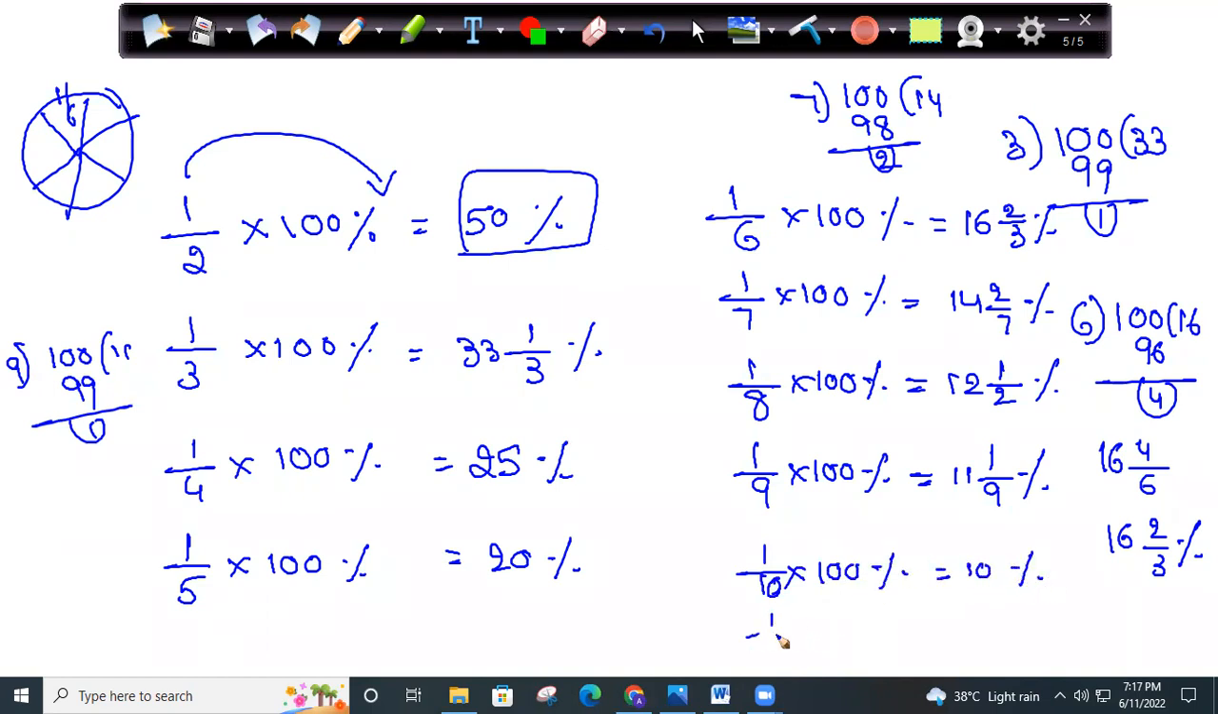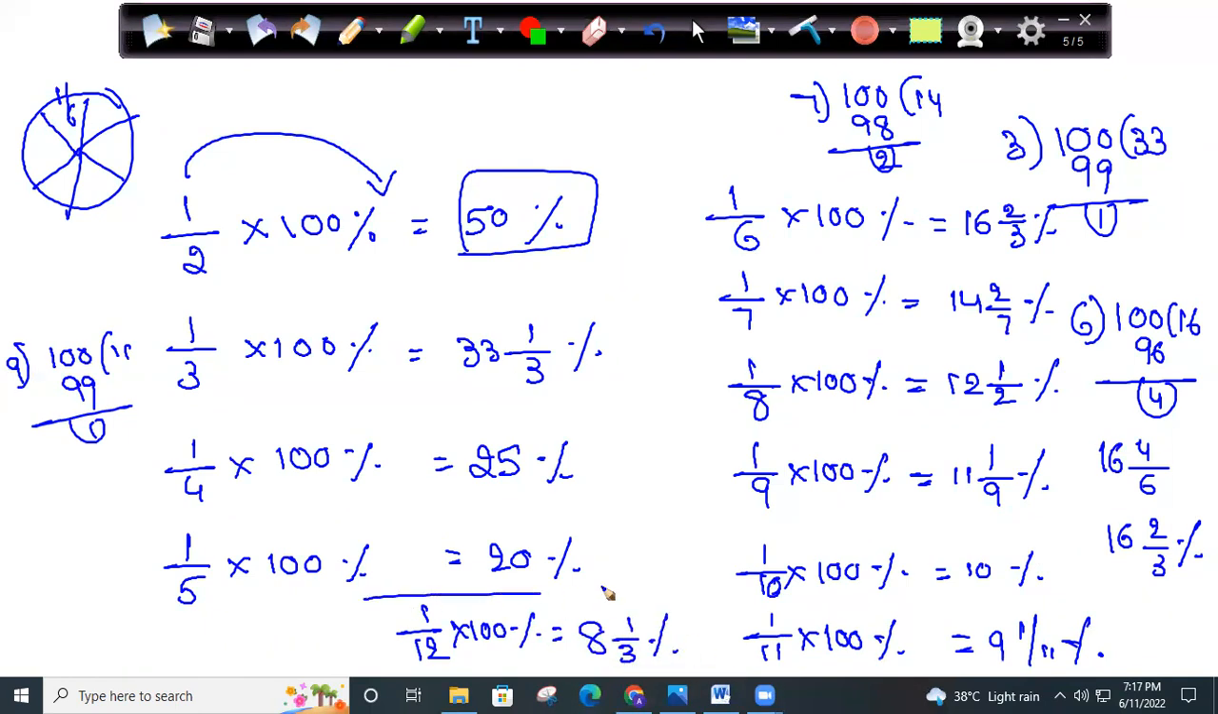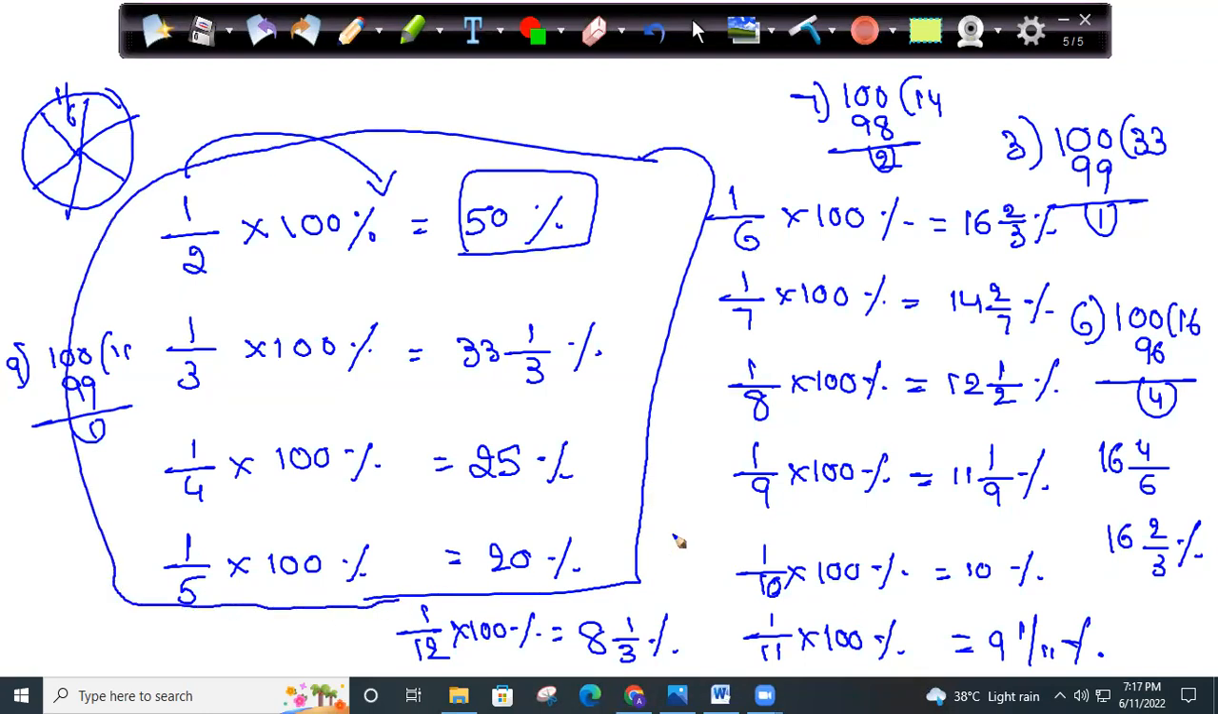What is 1/10 in terms of percentage? 10%. What is 1/11 in terms of percentage? 9 1/11%. What is 1/12 in terms of percentage? 8 twelves are 96. Remainder is 4, and 4/12 is 1/3. So 8 1/3%. You should know up to at least this. If you know up to 1/20, better. But at least you should be good at converting fractions to percent.